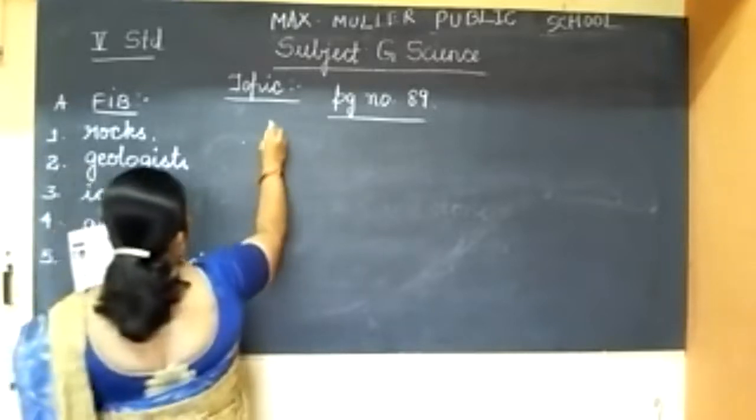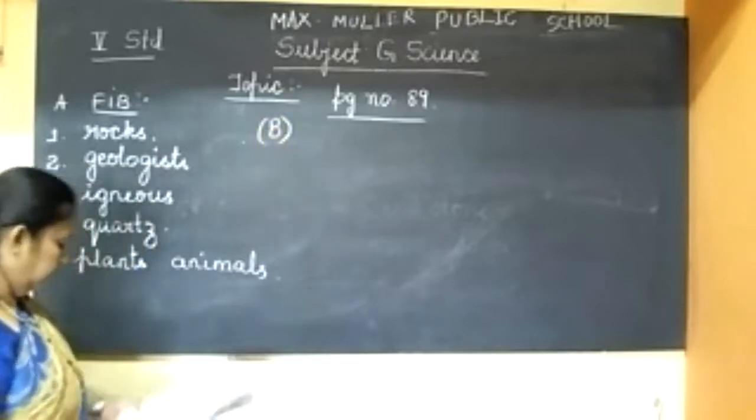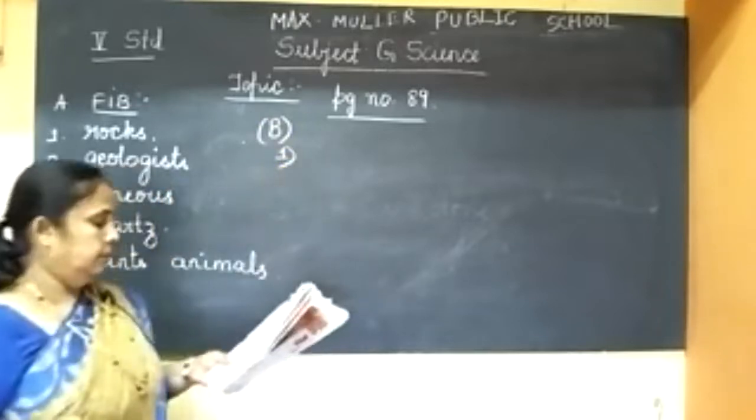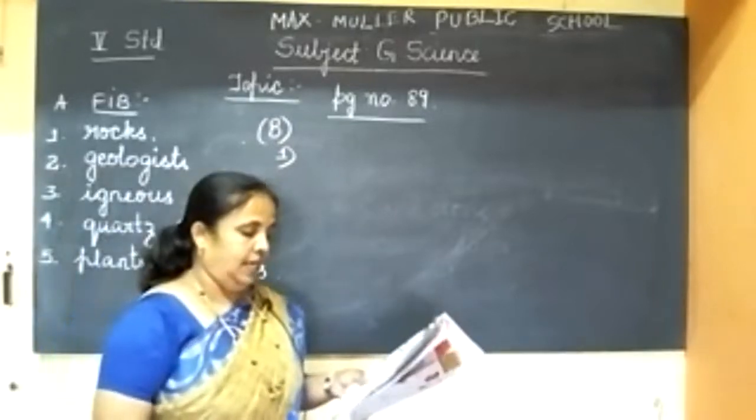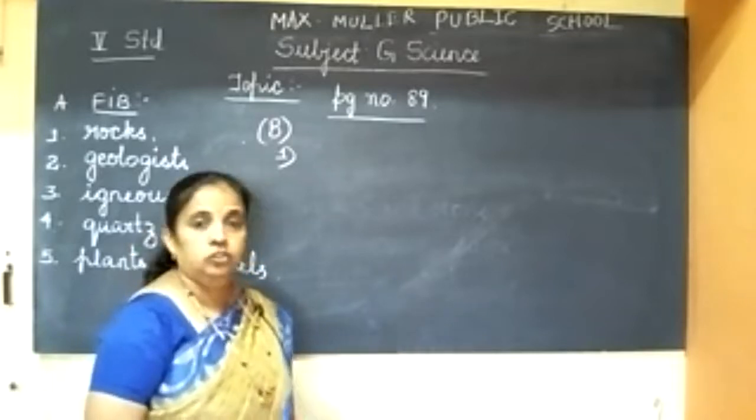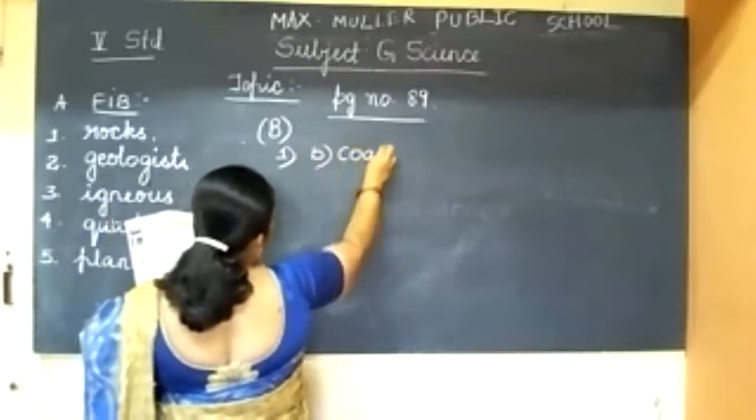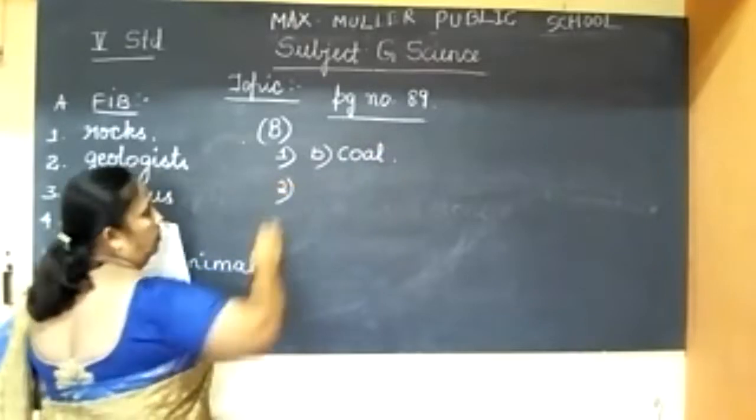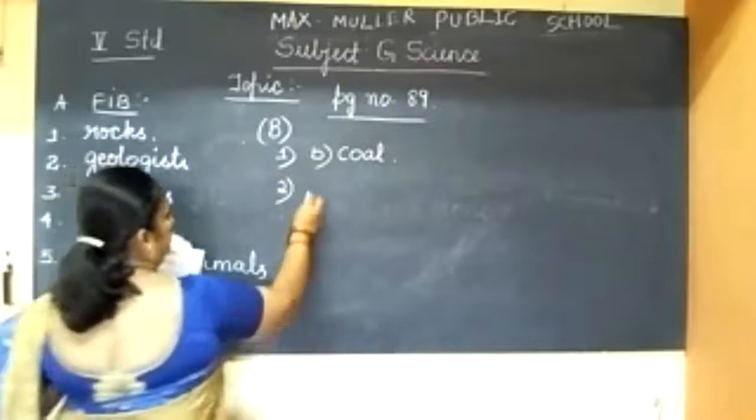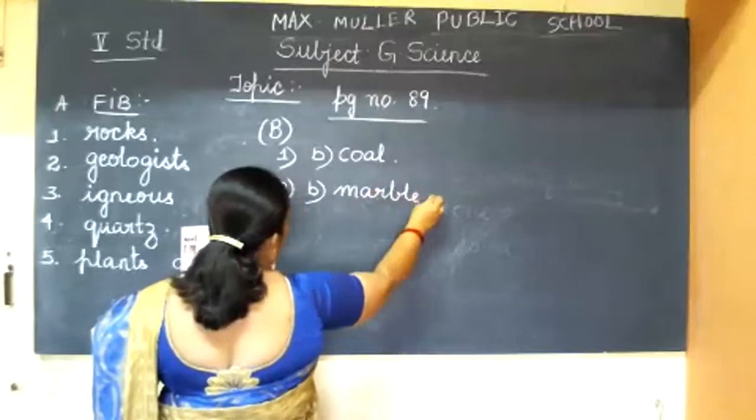Now we'll move to the B main. Tick the right option. Okay, yes. First one, it is formed from the remains of plants buried inside the earth millions of years ago. So it is only plants. So which fossil fuel is it? It is option B, coal. Next, Taj Mahal is made up of which rock? Again, it is option B, marble.